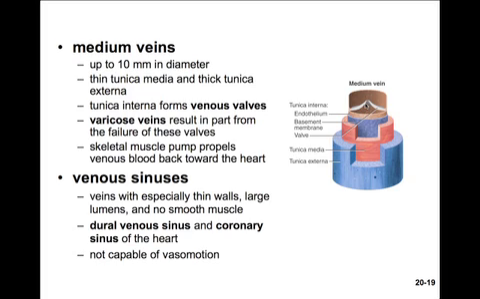We'll also find venous sinuses, veins with especially thin walls and very large lumen, and virtually no smooth muscle tissue at all. There are dural venous sinuses and coronary sinuses on the heart that we've already explored. They're not capable of vasomotion, but they act as collecting areas for venous blood.